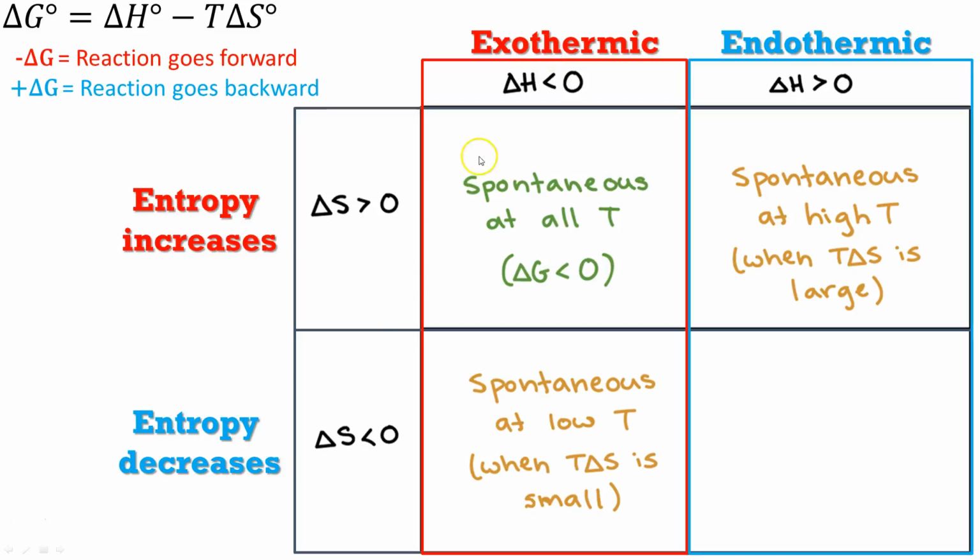Next up, an exothermic reaction where entropy decreases. This is only going to work when that T times the change in entropy is low. And of course, if we have an endothermic reaction that decreases the entropy, two things that the universe does not like, that is never going to happen. That delta G is going to be positive, therefore that reaction is going to go backward or not take place at all. Make sure you have this table and you can understand this, and we'll work our way through some examples.